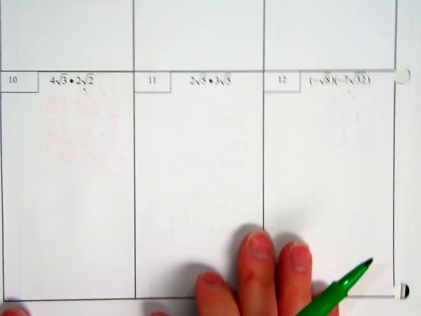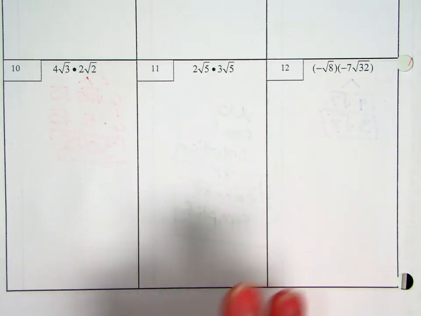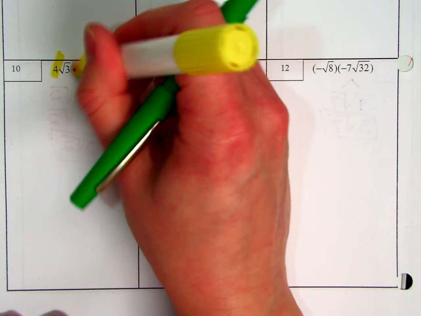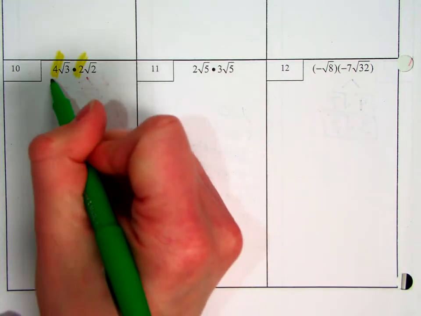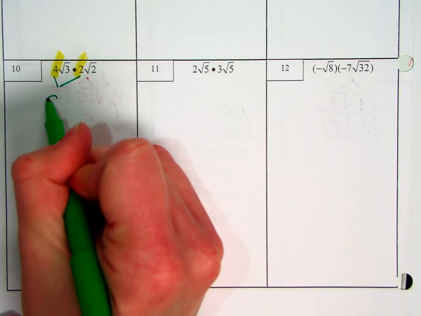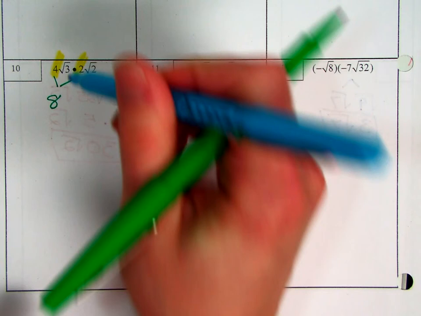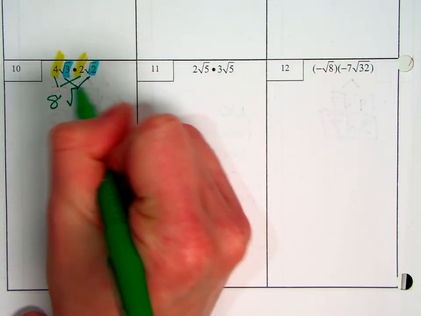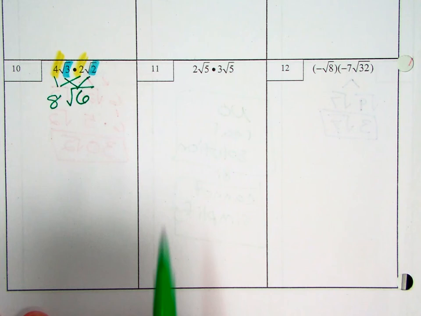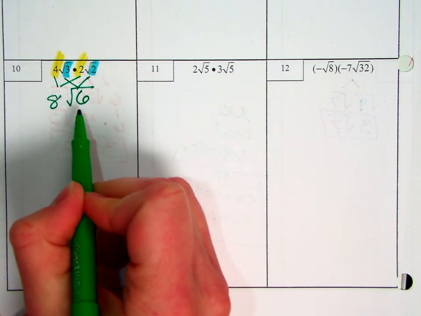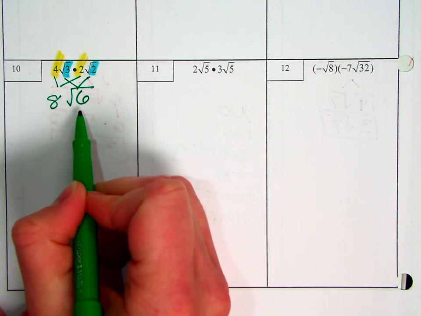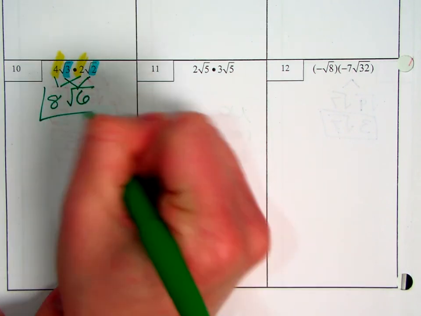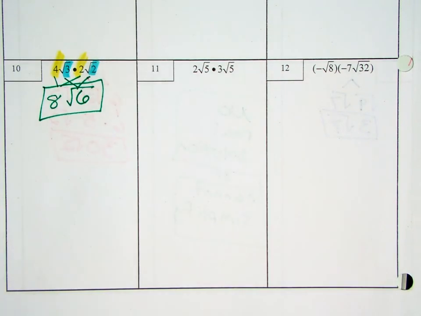All right, so let's look at number 10. So again, in number 10, there are 2 numbers on the outside, 4 and 2. So we're going to multiply 4 and 2 together to get 8. And then our 2 numbers inside the radical are 3 and 2. So 3 times 2 would get me square root of 6. Now I need to try and find a perfect square that divides into 6 evenly. There is no perfect square that divides into 6 evenly, so 8 square root of 6 is my final answer.